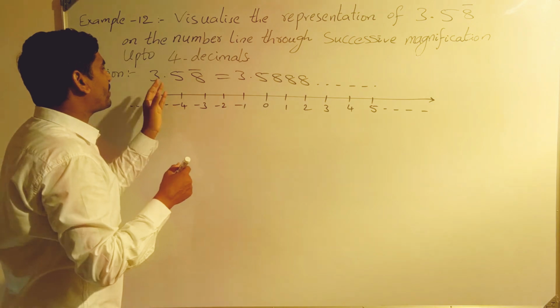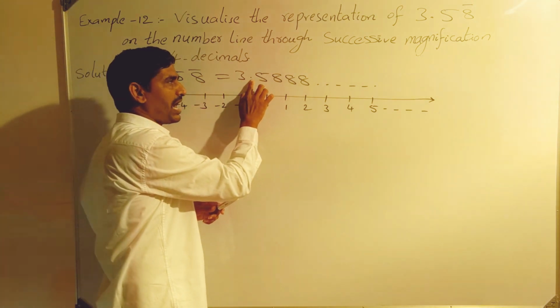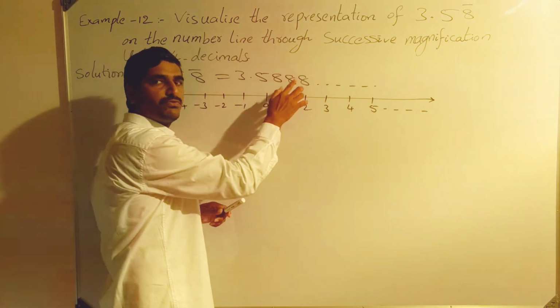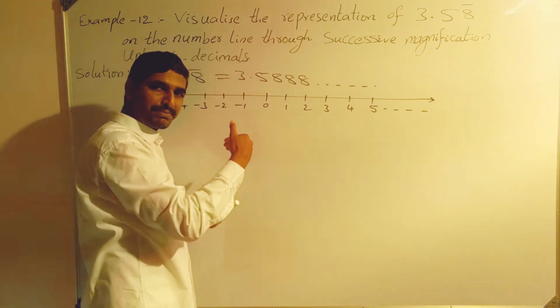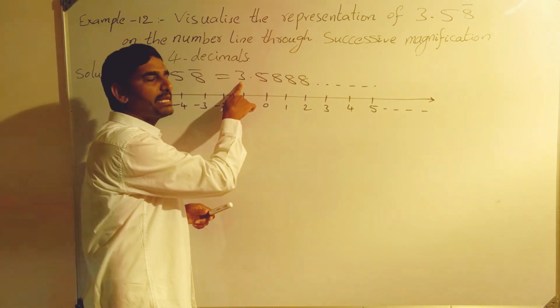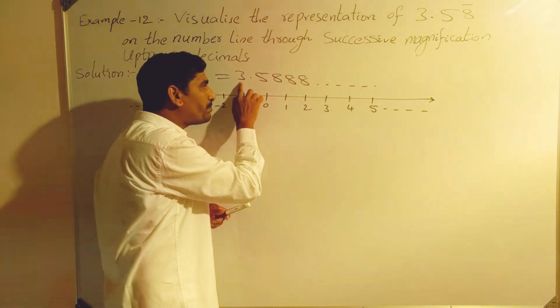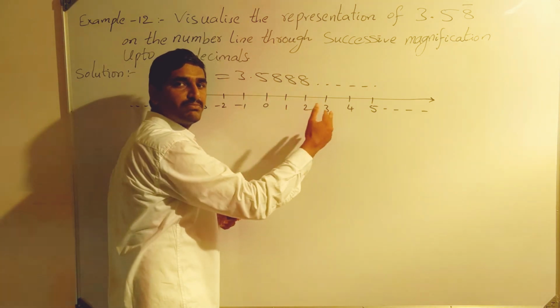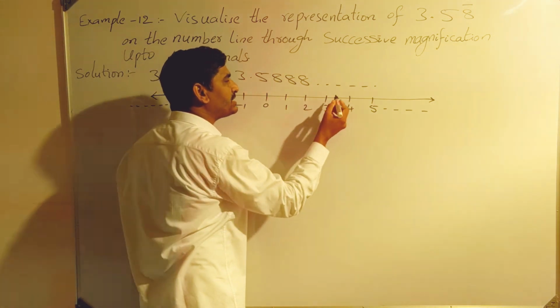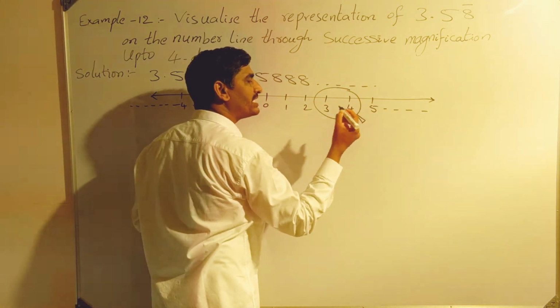Now 3.58, first of all 3. Up to 4 decimals, after this point 1, 2, 3, 4 decimals we have to represent on the number line. To represent that, first the integral part 3. 3 is on the number line here. 3.5 means more than 3, so it lies between 3 and 4.